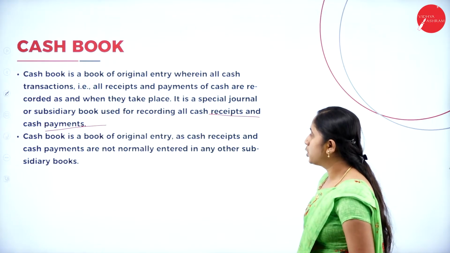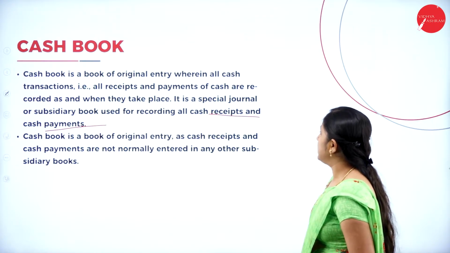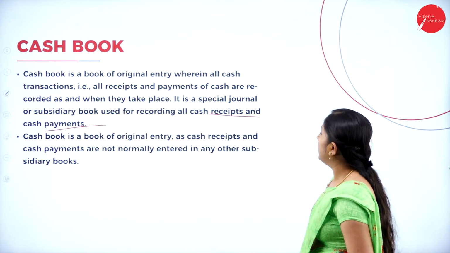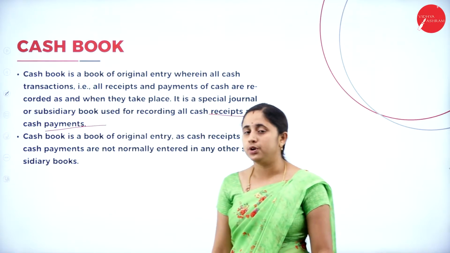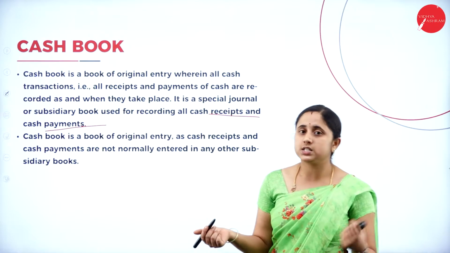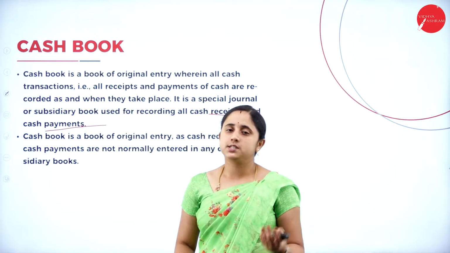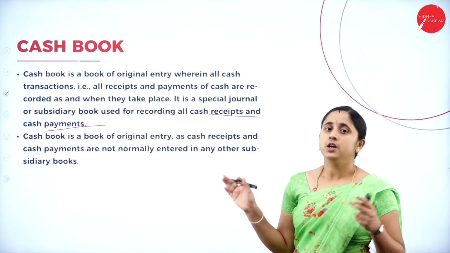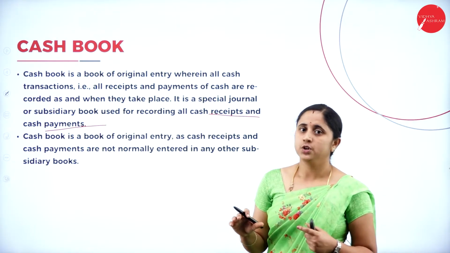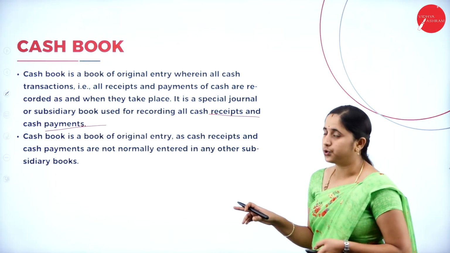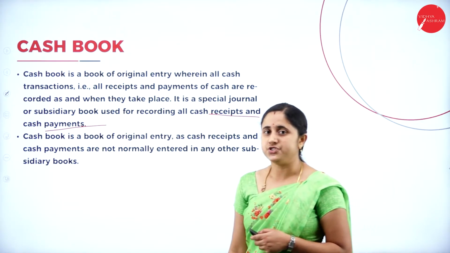Cash book is a book of original entry, as cash receipts and cash payments are not normally entered in any other subsidiary book. That means in the types of subsidiary books, you will record only the purchase return, sales return, bills receivable, bills payable and journal proper. But you are not going to record the cash transactions. So, only the cash transactions you will record in the cash book. So, it's a special journal.